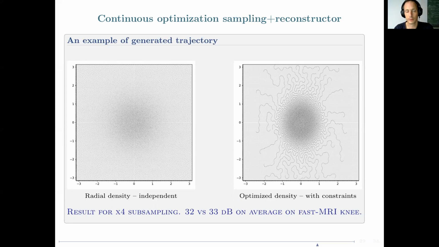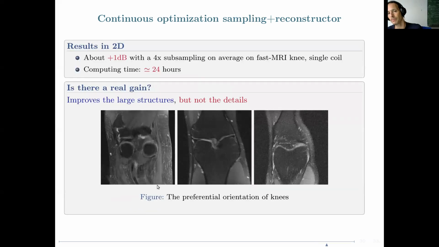Then we compared the reconstruction results. And what we saw is that these trajectories here provided an improvement of about 1 decibel compared to this trajectory on the fastMRI challenge. And this is for a subsampling factor of 4.